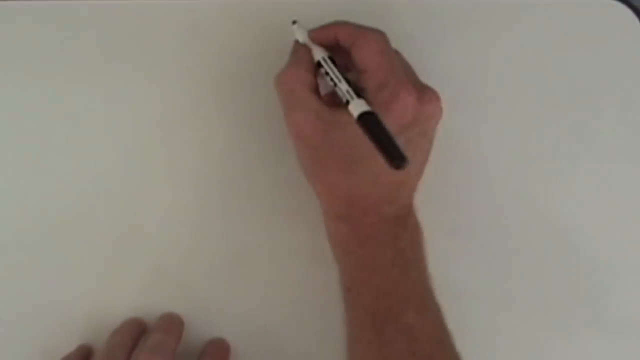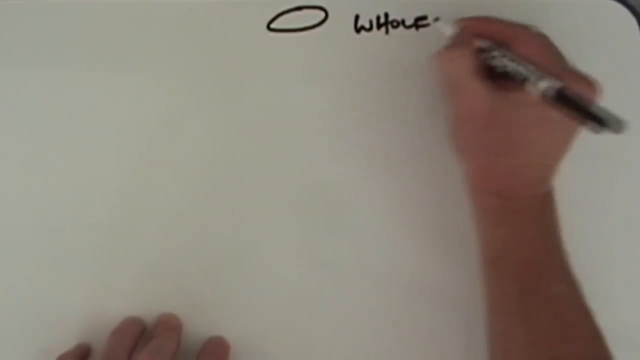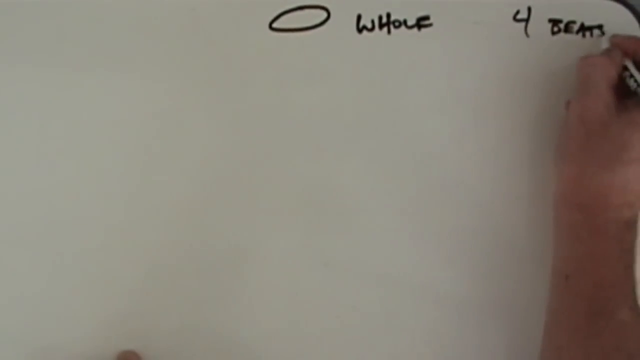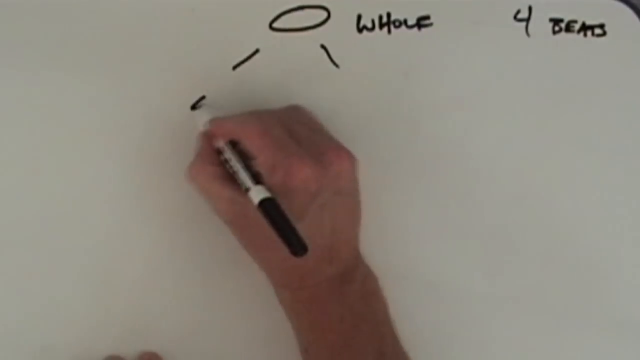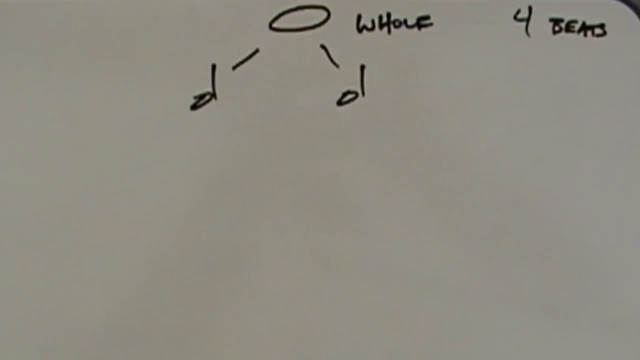So at the top of the pyramid would be the whole note. Okay, and that would basically give you 4 beats. Not all the time, but that's another discussion. But in this case, let's think of it as 4 beats. All right, that whole note is going to break down into 2 equal parts. And that's basically the general rule. Each of the rhythmic values will break into 2 equal parts.